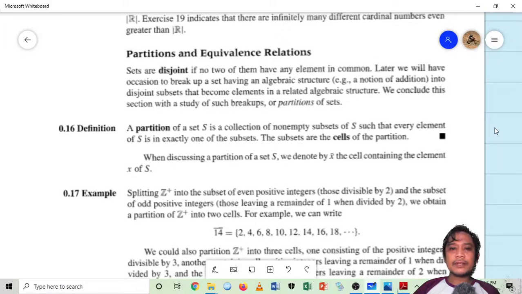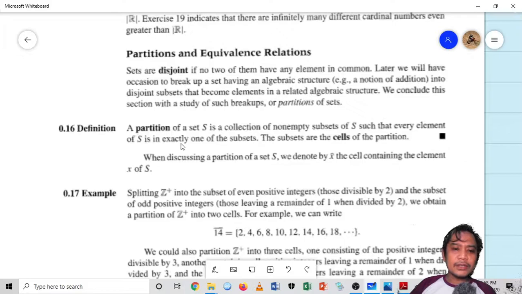Okay, let us first talk about the notion of disjoint. Two sets are said to be disjoint if they don't have any element in common, if they don't have any intersection. Okay? So I believe you know that in your set theory. Why did we mention disjoint? Because such concept is used in the concept of partition.